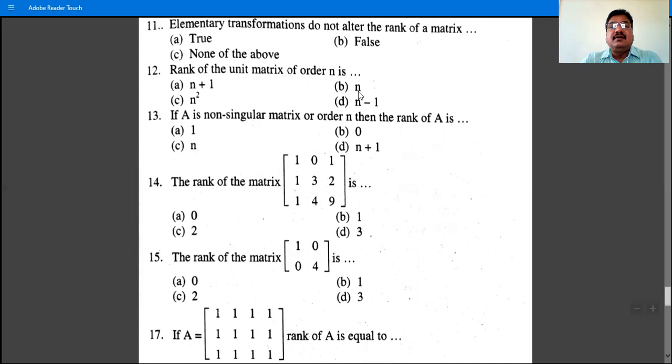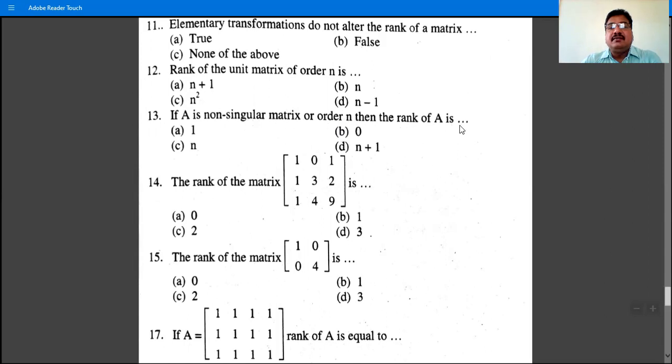Rank of the unit matrix of order n is what? Rank of the unit matrix is n, because the unit matrix of order n contains n non-zero rows. So rank is n. If A is a non-singular matrix of order n, then what is the rank of A?